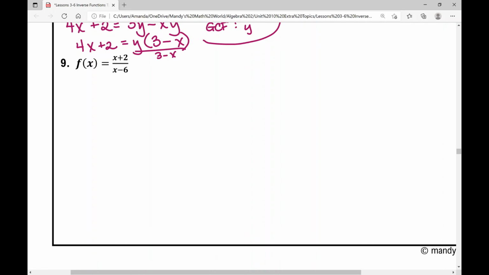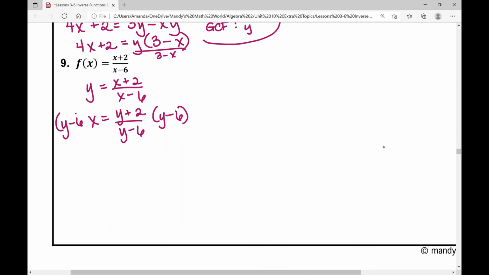What's the first thing I'm going to do? I'm going to replace f of x with y, x plus 2 over x minus 6. And now I'm going to switch x and y. So I get x equals y plus 2 over y minus 6. And we're going to work through using the same process that we've been using. I want to get rid of that denominator. What do I do? I multiply both sides to get rid of it. Everything gets multiplied by y minus 6. Don't forget, you need to distribute this x into each term inside the parentheses. So I get xy minus 6x equals y plus 2.